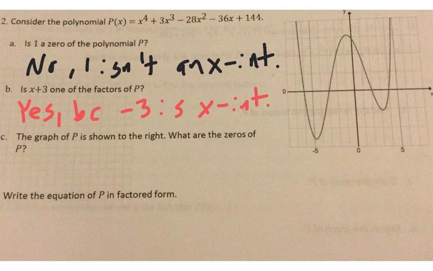See, the graph of P is shown to the right. What are the zeros of P? So I'm just looking, what are the x-intercepts? They're at negative 6, negative 3, 2, and 4. So they're at negative 6, negative 3, 2, and 4.